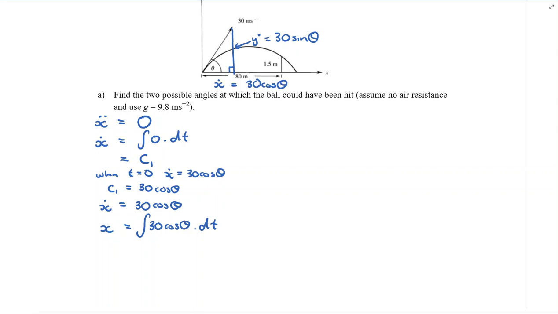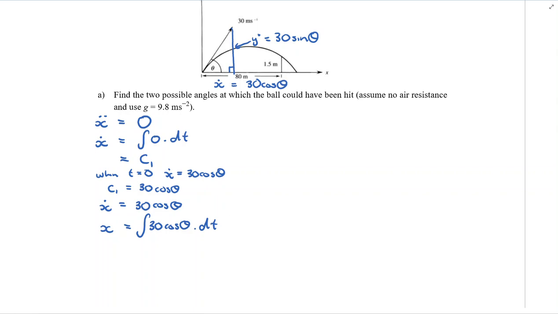Velocity integrates to the displacement. So the x without a dot means the distance along the x-axis. You don't need it because I'm not integrating the theta. I'm integrating t. The 30 cos theta is a constant. The angle is a constant. Even though there's a theta in that equation, don't try and integrate cos to sine, which is what Ben's trying to do down here. Okay?